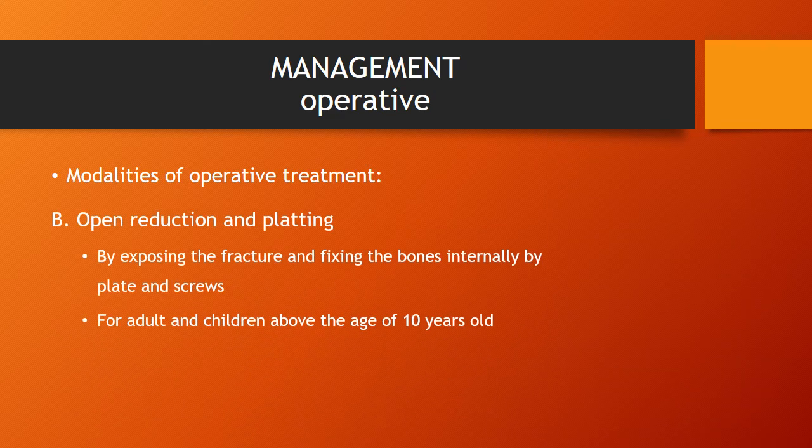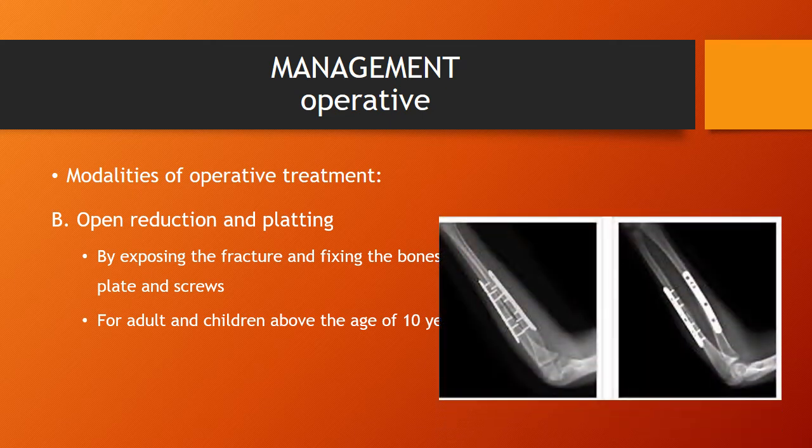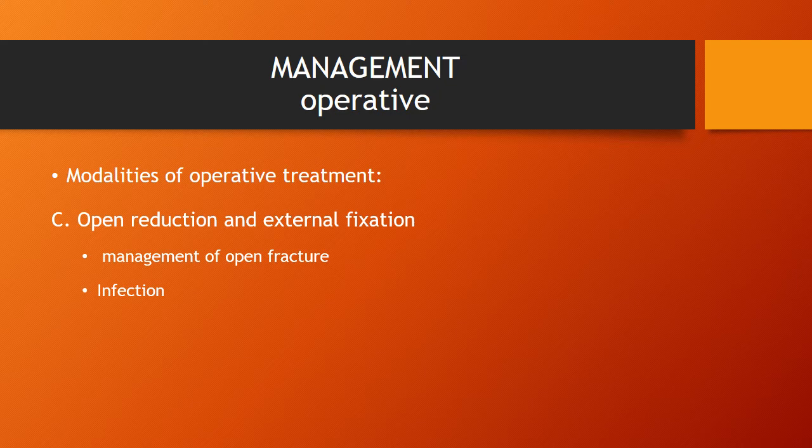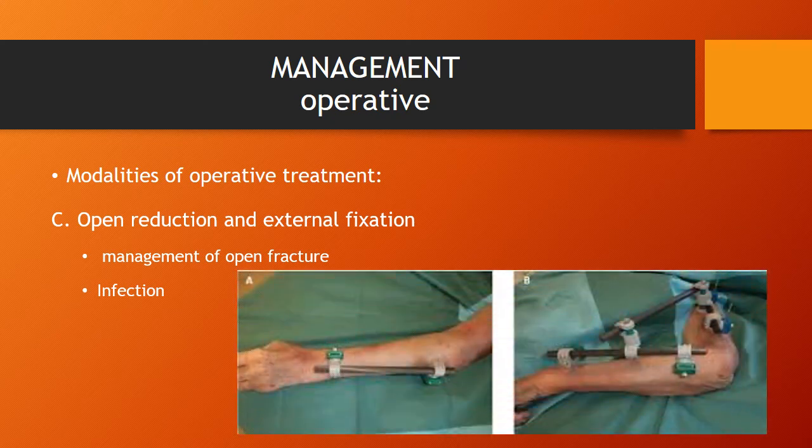The other modality is open reduction and plating. This can be done by exposing the fracture and fixing the bones internally by plate and screws. This can be done for adult children above the age of 10 years. Here you can see the fixation of both bones by plating. The last thing is external fixation. Open reduction and external fixation can be done for the management of open fractures and in cases with infection. This is a photo of a patient who had an external fixator, presented mainly on the ulna.